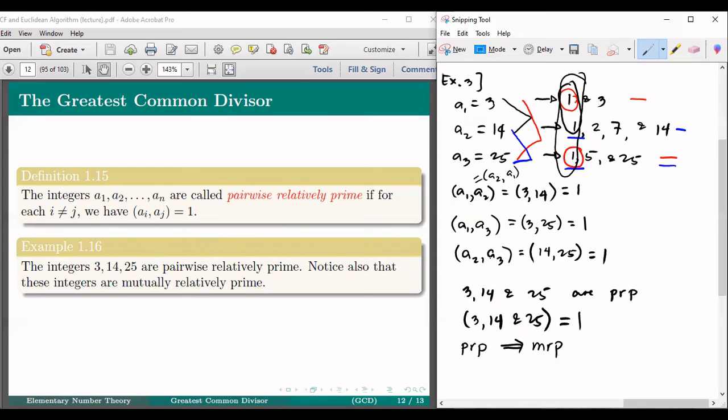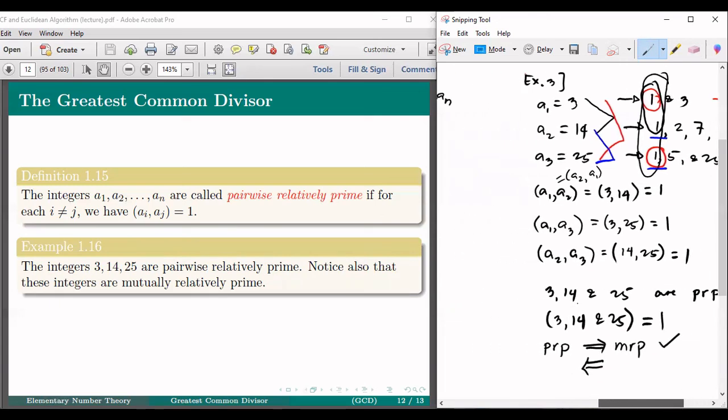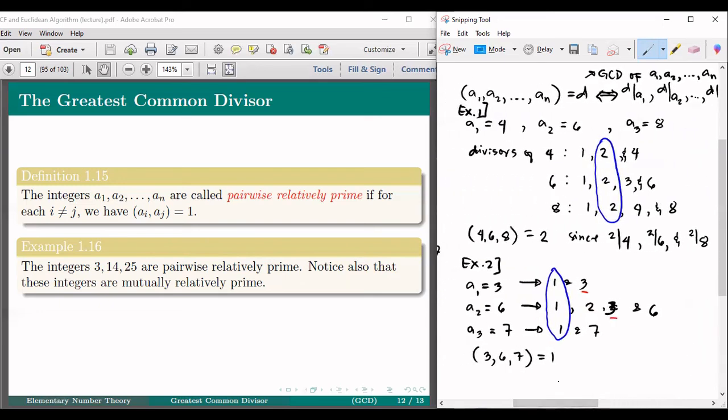Just like here, because we have shown that 3, 14, and 25 are pairwise relatively prime, then it is true that they are mutually relatively prime. Now, what about the other way? Does it hold? Does it follow that every mutually relatively prime set is pairwise relatively prime? Okay, let's look at our previous example, example number 2. In example number 2, we have shown that 3, 6, and 7 are mutually relatively prime.